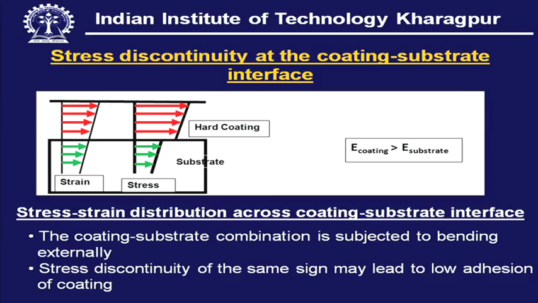Similar is the situation with the strain, but at the interface the strain is not differing. However, because of the change in Young modulus, which is quite high in case of this coating, the stress on the coating side will be quite high, and the stress on the substrate side will be relatively low. Now, this is exactly called a stress discontinuity. So, if this stress discontinuity is of the same sign, that may lead to low adhesion of the coating.